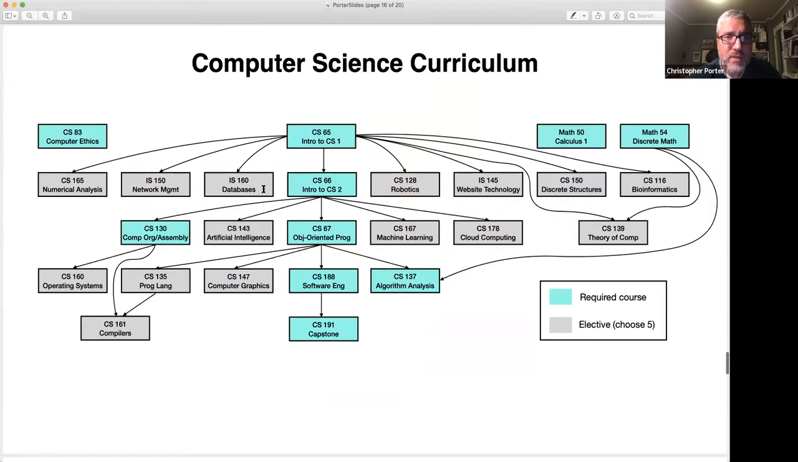Our curriculum, just to give you a flavor, the courses for a degree in our computer science program: these green courses, Computer Science 1, Computer Science 2, Software Engineering, Algorithm Analysis, are required, and then students can choose five other courses, say robotics, machine learning, theory of computation, bioinformatics, computer graphics, programming languages, compilers, network management, and so on. So many different opportunities.